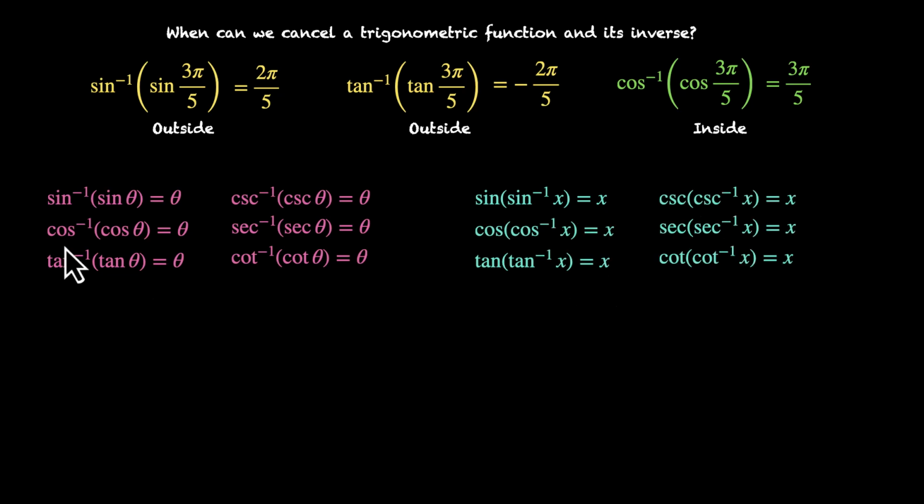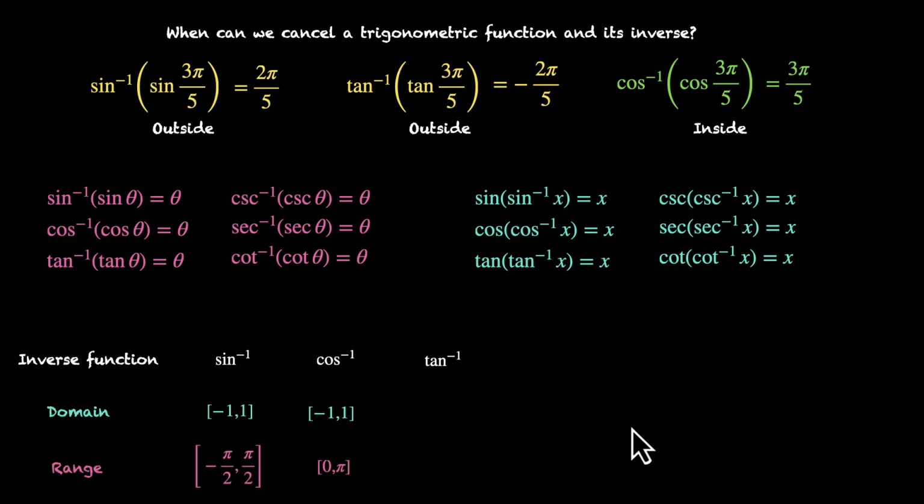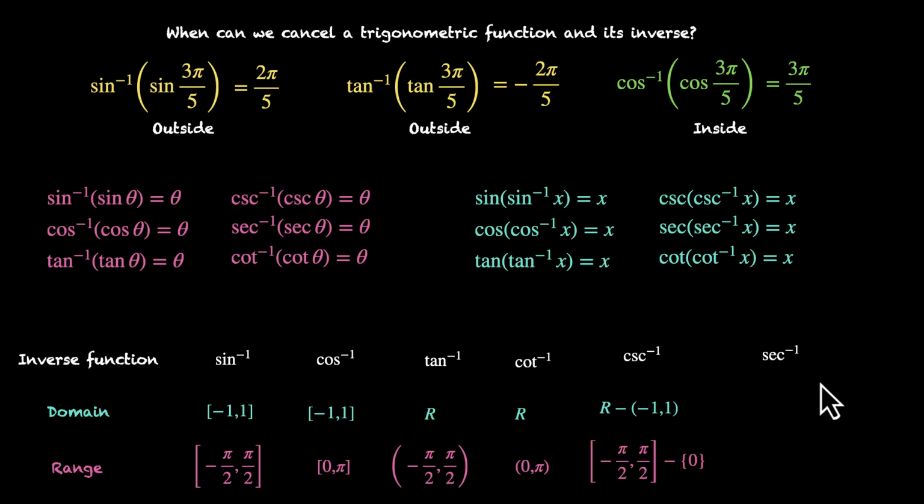And because it's important when we're cancelling these, let's recall what the domain and range for these functions are. So the domain and range for these 6 inverse functions are as follows. Let's summarize this using an example. Sine inverse sine of an angle is the same as that angle if this angle is from this range, minus pi by 2 to pi by 2. And it's not the case if it's not in this range. This is an example where it's not in this range. So here we have 3 pi by 5, but the answer comes out to be 2 pi by 5. So we can't cancel here.